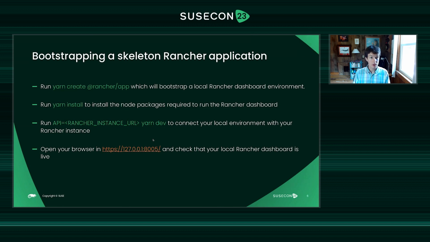So to start, we need to bootstrap a skeleton Rancher application. We can do this by running yarn create @rancher/app. This is going to bootstrap a Rancher dashboard environment for our extension to exist within. Then we can install the Node packages, and we can run the development environment with yarn dev. And all we need to do is point to our Rancher instance, and it should be running at localhost port 8005. So with that, let's go into the code.